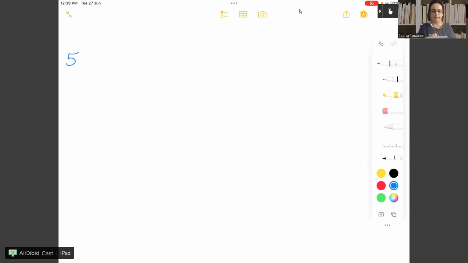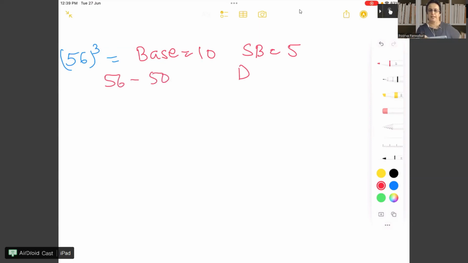So now I find the cube of 56. In this case, my base becomes 10 again. My sub base becomes 5. My deviation is 56 minus 50, which comes out to be 6. So again, my two important numbers to be focused on will stay here at the top corner.